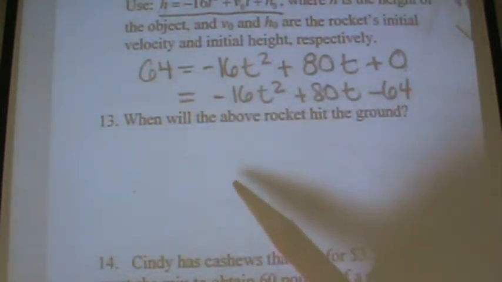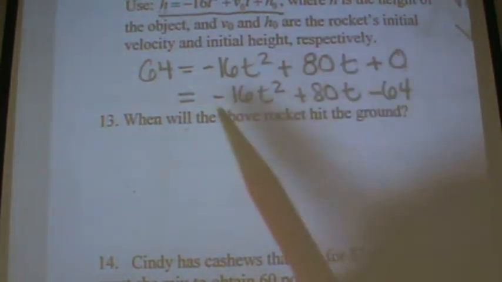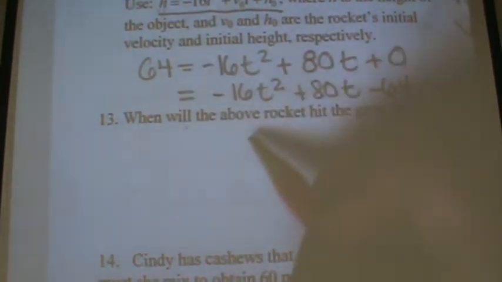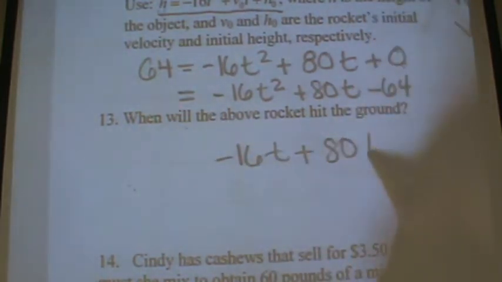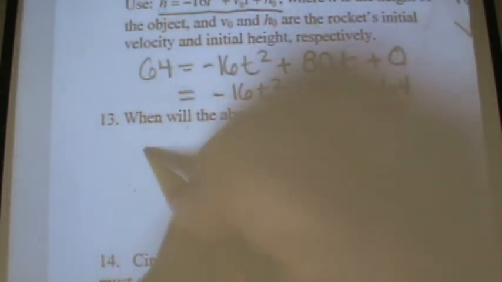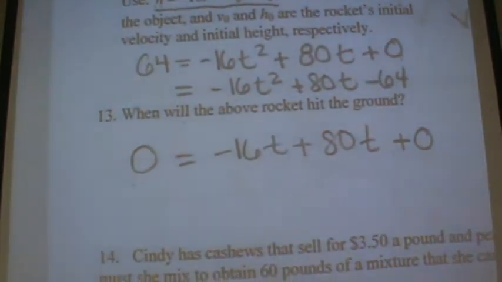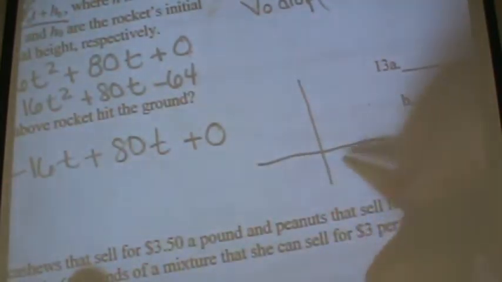Now this one, it's asking you, when will the rocket hit the ground? So what's going to change now? The rocket is still being blasted at 80 feet per second. It's still on the ground when you blast it, but I want to know when it hits the ground. So that's that equation. And when you type this in your calculator, you're going to see a picture like this.